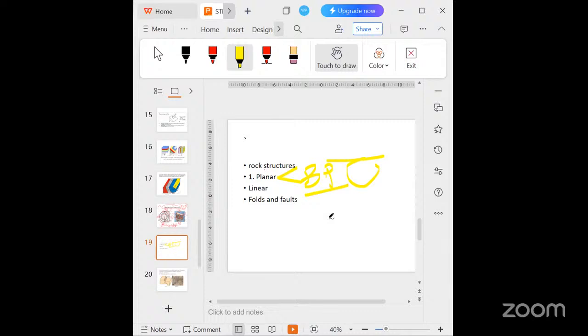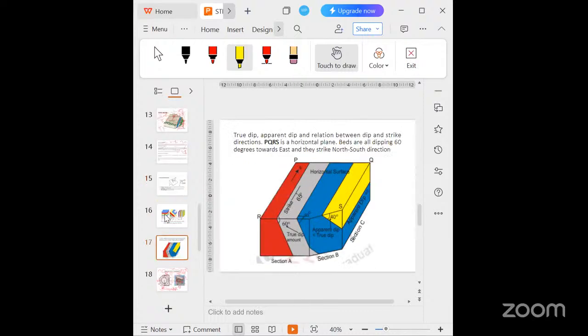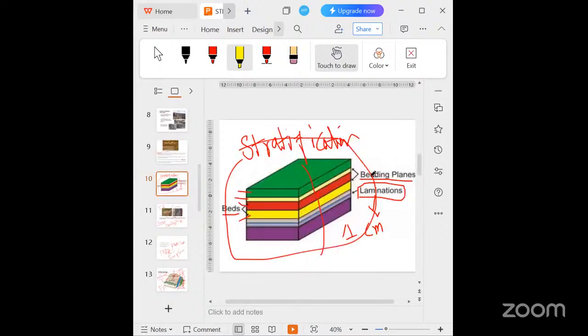A bedding plane separates, you see here, this one, the two beds in a sedimentary rock. And next one is metamorphic foliation. It is a planar structure which is formed during deformation and metamorphism of pre-existing rock. They are a characteristic feature found in metamorphic rocks such as slate, gneiss, and also schist.